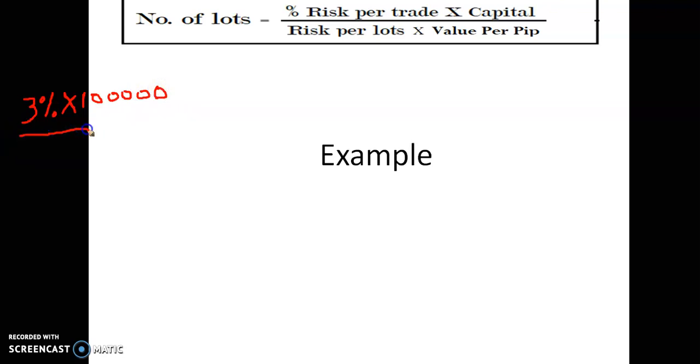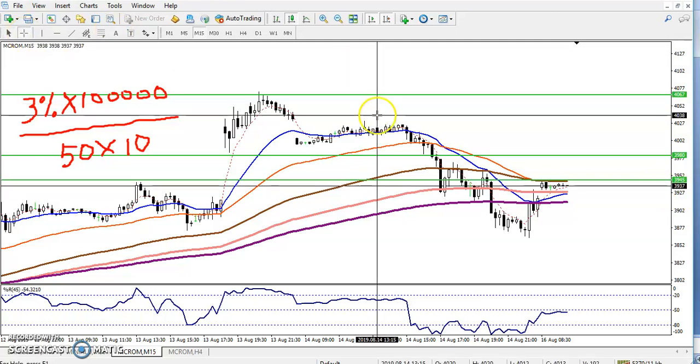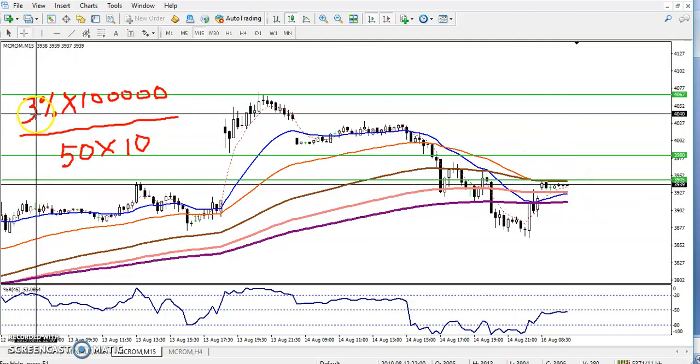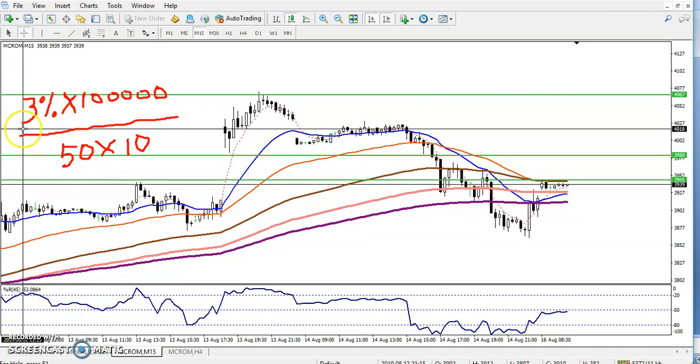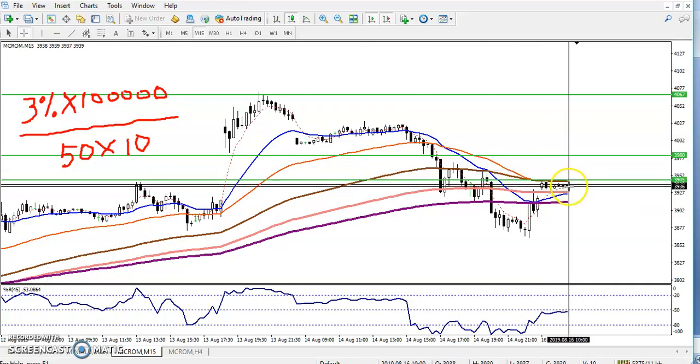And here you can see risk per lot. We have seen there is a 50 point SL. So how many points are you going to risk? The value per pip, for crude oil, is 10. Now I'll explain why I'm placing 50 here. Suppose you have 1 lakh and you want to take 3% risk in a single trade. Don't take more than 3%. This is your capital of 1 lakh, and 50 is the SL.